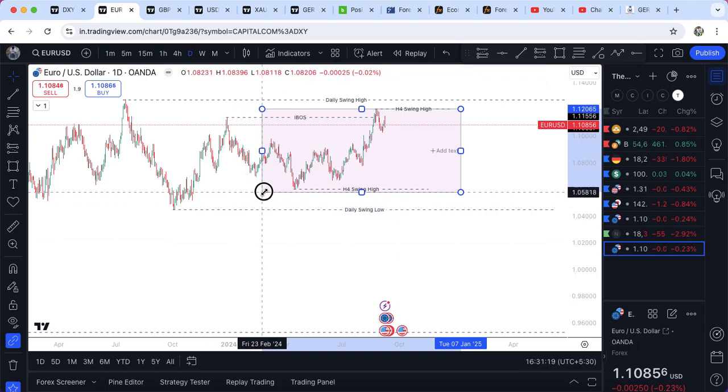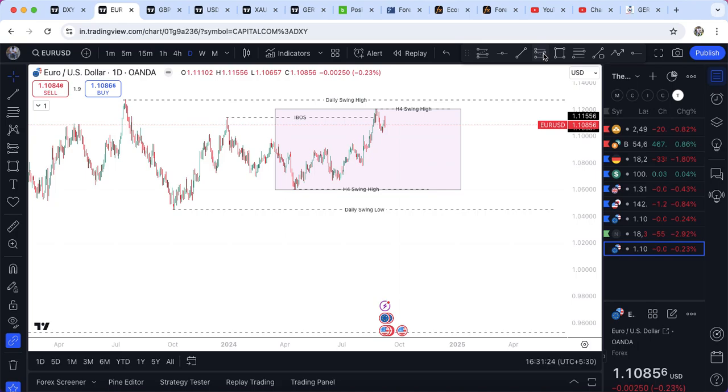So right now, I'm just going to mark out the lows over here from this point here. So let me just first of all put in this low. It's going to be our 1-hour low.